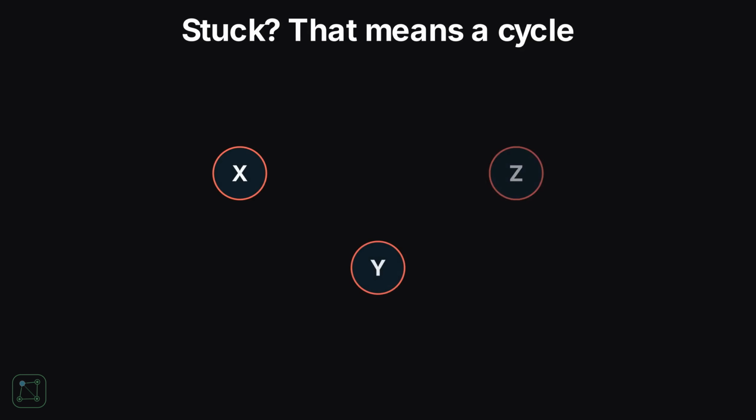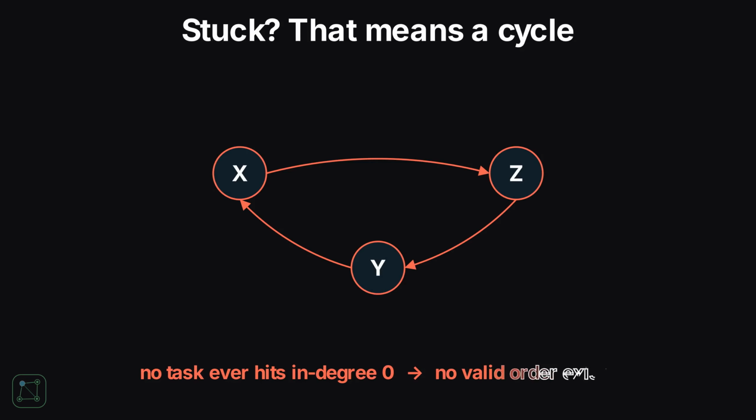But what if you get stuck, tasks remain, yet none have in-degree 0? That's not a bug. It means every leftover task is waiting on another leftover task. There's a cycle. And a cycle means no valid order exists, by definition. The algorithm detects the impossible for free.